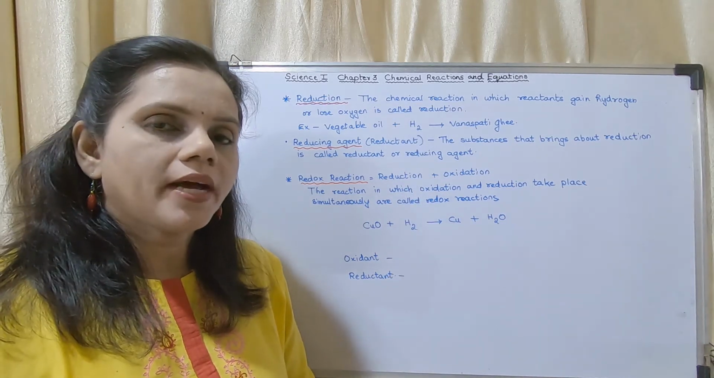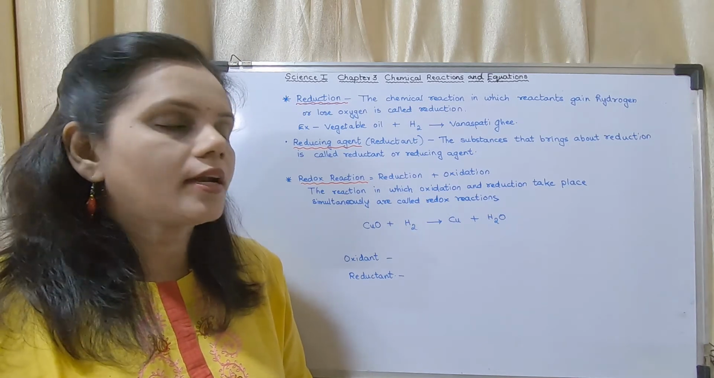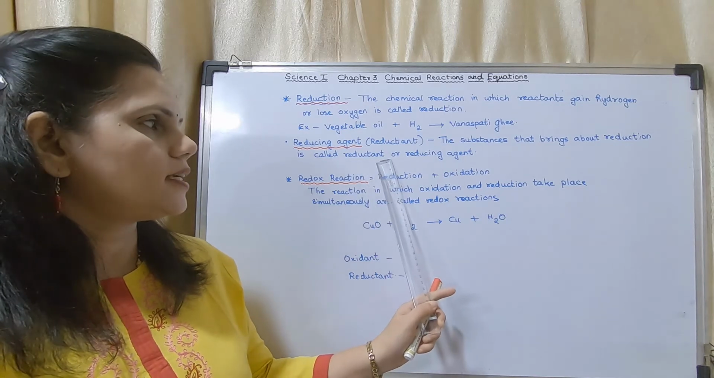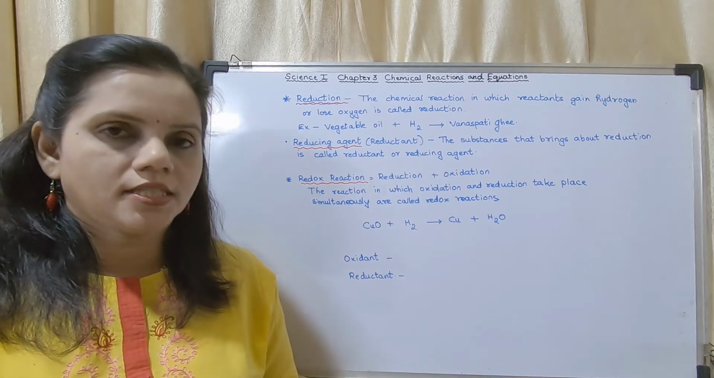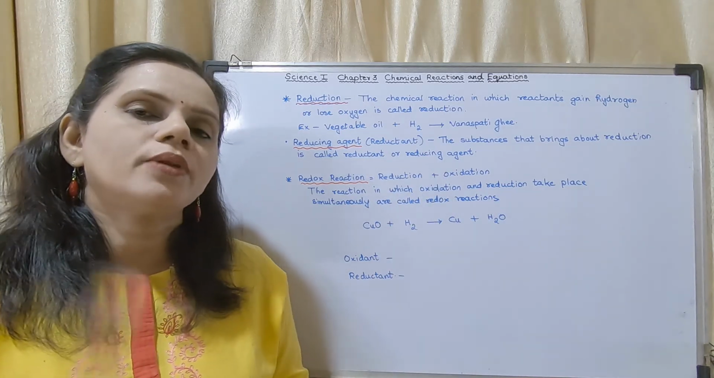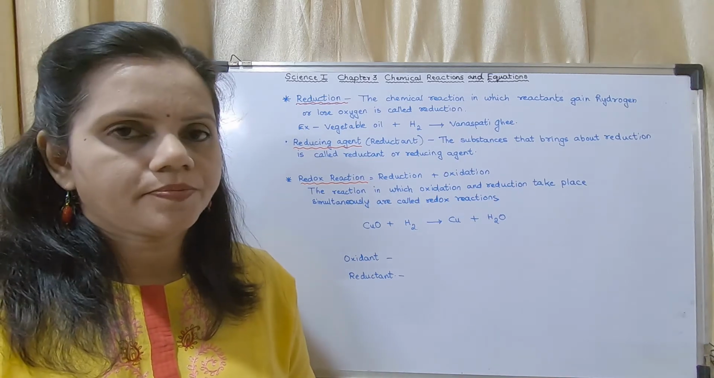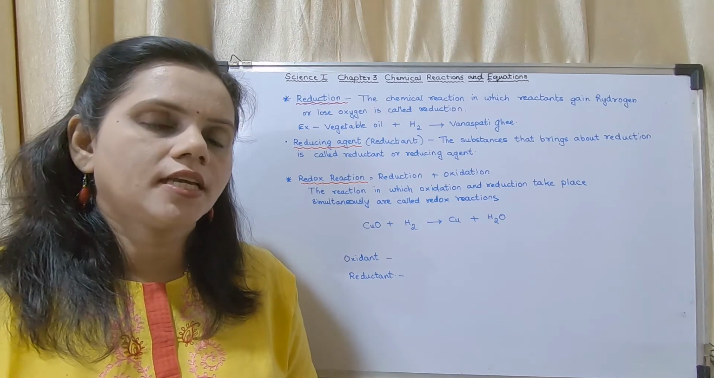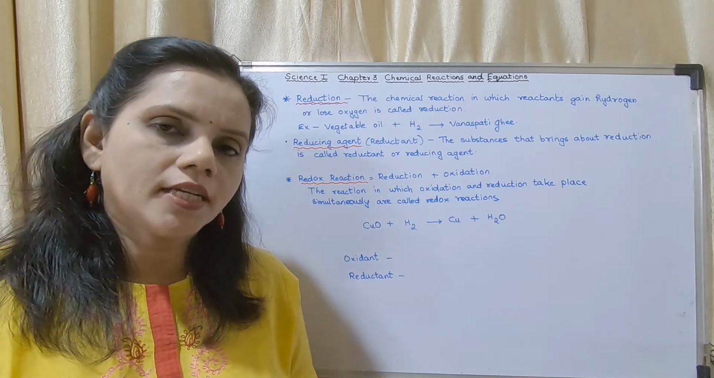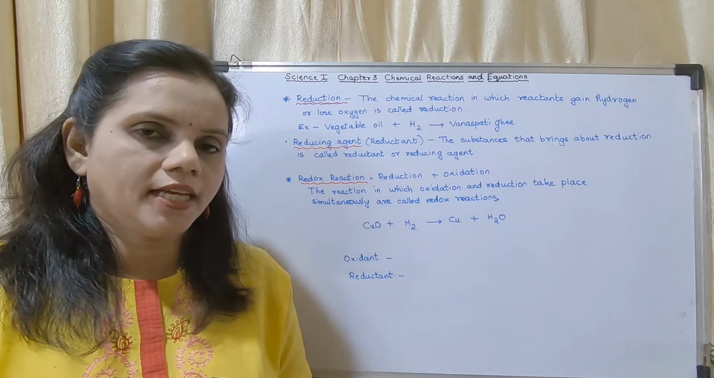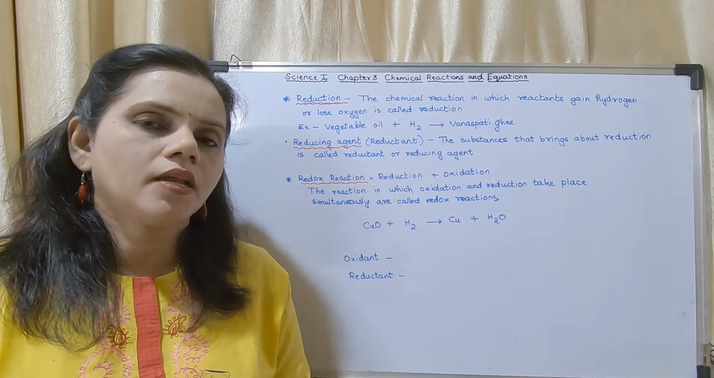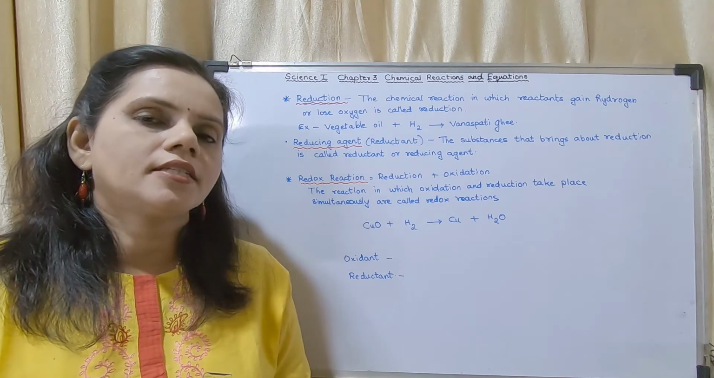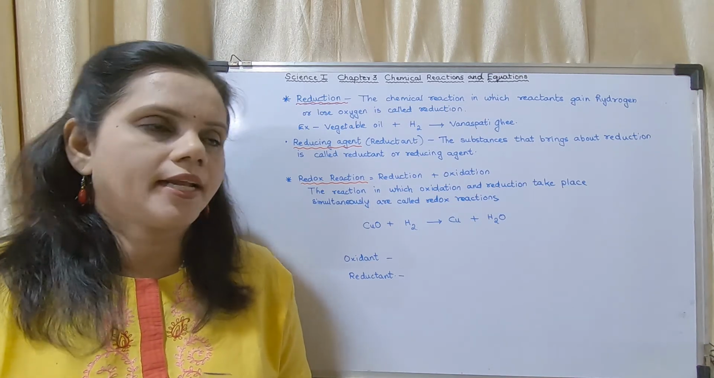Now what do you mean by reducing agent or reductant? The substance that brings about reduction is called a reductant or reducing agent. And what is an oxidizing agent? That which brings about oxidation is called an oxidizing agent. So the definition is simple. Oxidizing agent brings about oxidation and reducing agent brings about reduction.